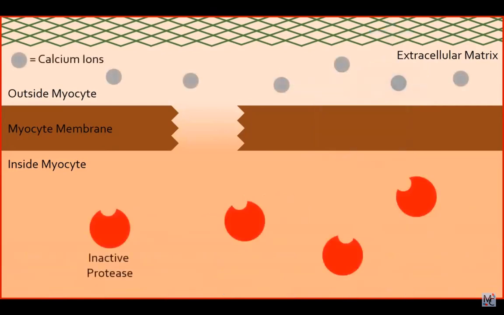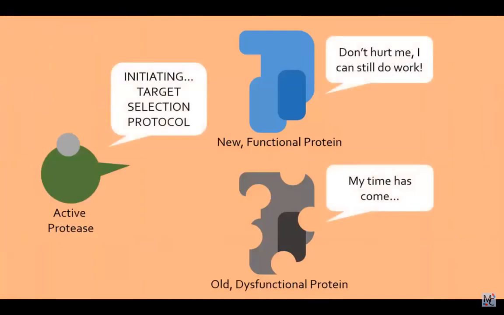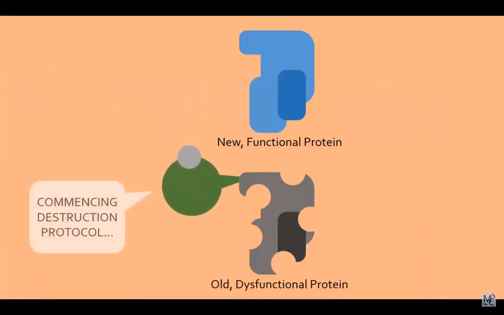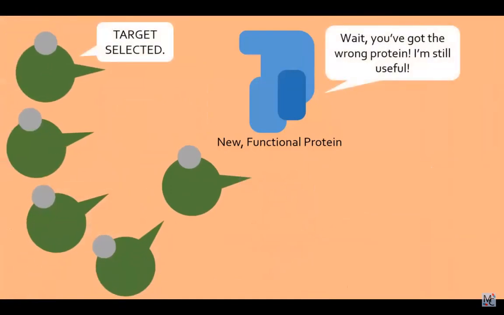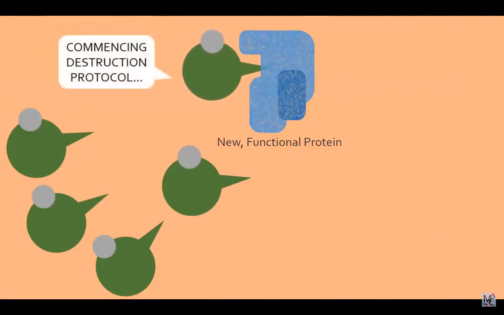Calcium ions, found plentifully outside of the myocyte, flow in through these small rips and activate calcium-dependent cellular enzymes that break down proteins, called proteases. Normally, by carefully regulating cellular calcium levels, these proteases only break down old and damaged proteins. However, in DMD, extremely high calcium levels activate too many of these proteases, which begin to break down important functional proteins as well. This kills the myocyte.